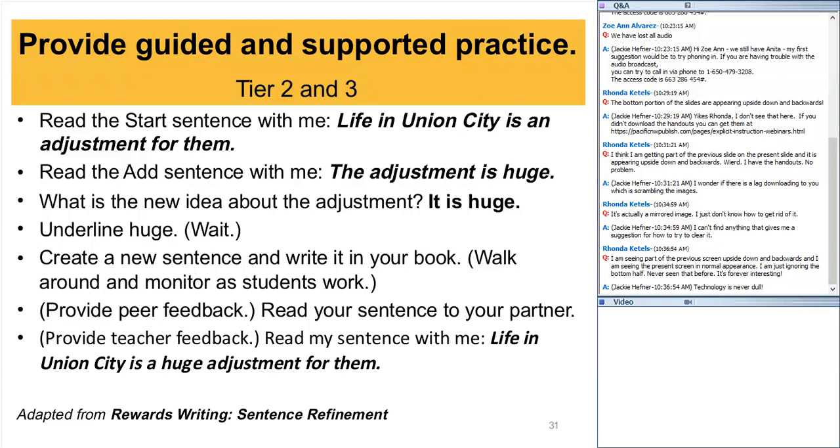So read my sentence with me. Life in Union City is a huge adjustment for them. So just a reminder that if I'm teaching any group and they're learning a new skill or strategy, I'll use I do it, we do it, you do it. But if I'm teaching Tier 2 or Tier 3, I must have more intensity, but also I must be more precise in it. I have to be really careful about the demonstrations to ensure their success so I can change their achievement and also change their mindset about whether I'm a writer or not.